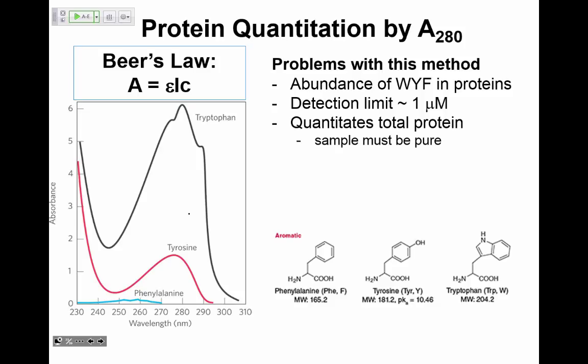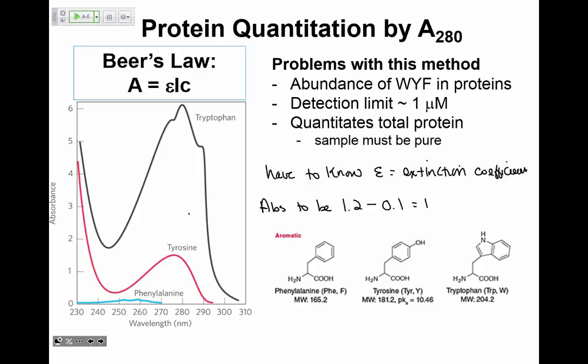All right? But to do this, you have to know your extinction coefficient, which is epsilon. And you always want your absorbance to be, I usually say 1.2 to 0.1. This is the dynamic range or the linear range.